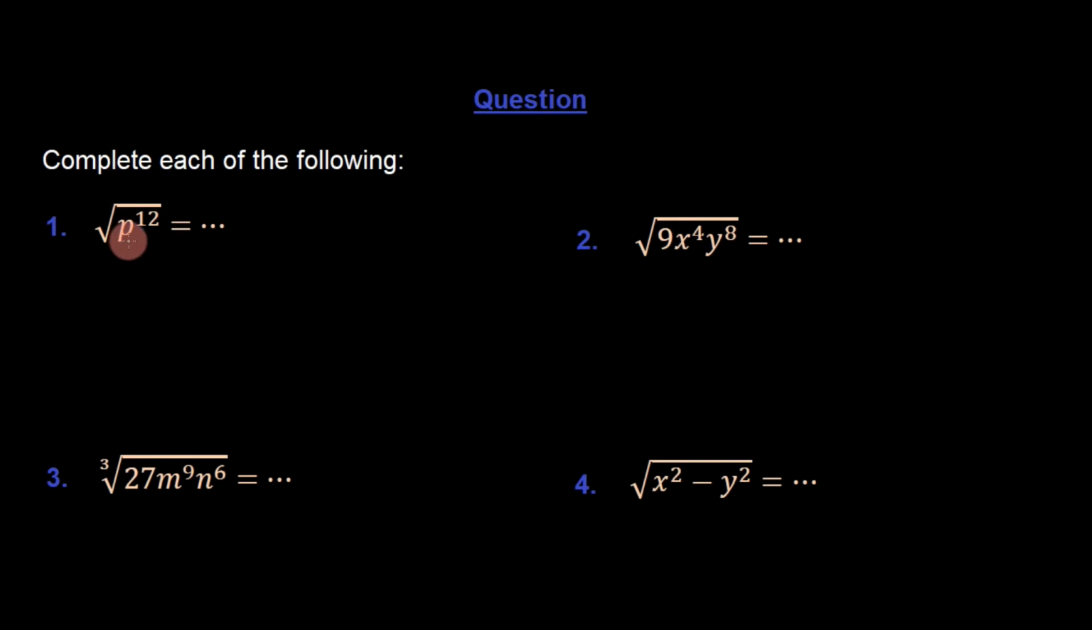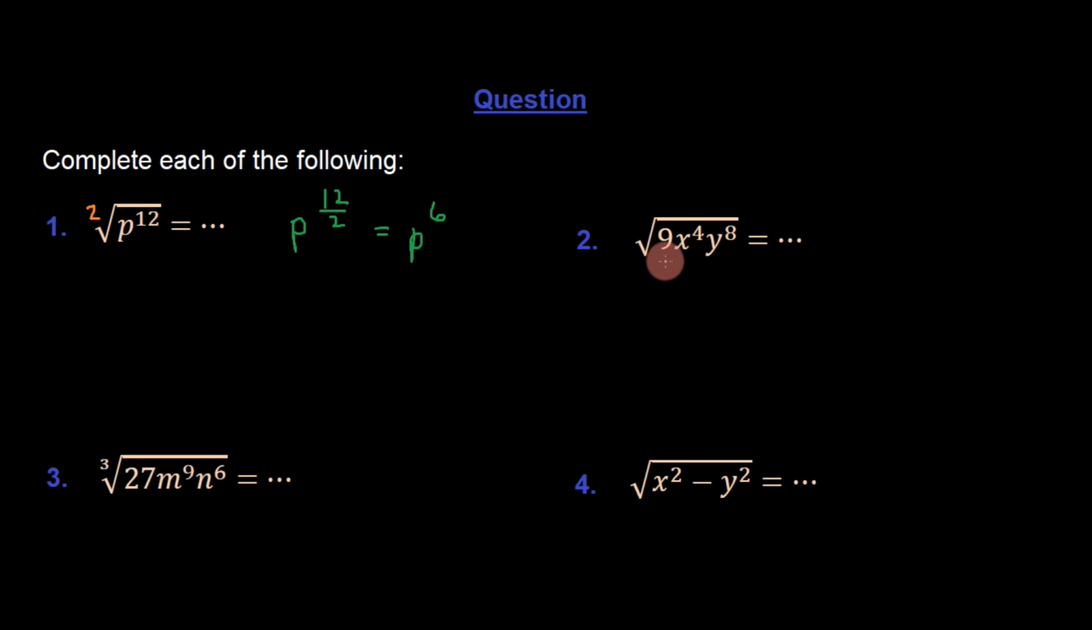In the first one, we have the square root of p to the 12. Now, we know that there's a 2 associated with the square root that we don't write. So then applying law 8, we can divide the power by 2. So we end up with p to the power of 6.